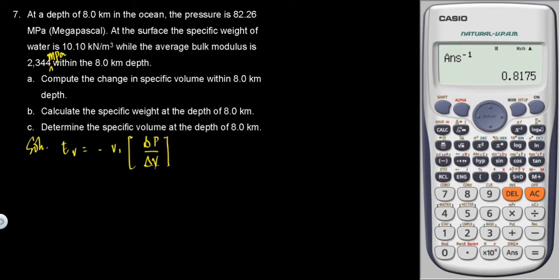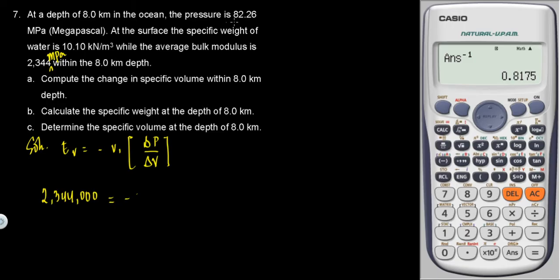Now we can solve for the change in specific volume. Let's work in kilopascal. This is equivalent to 2,344,000 kilopascal, equals minus V sub 1, and V sub 1 we don't know yet, so let's compute it.